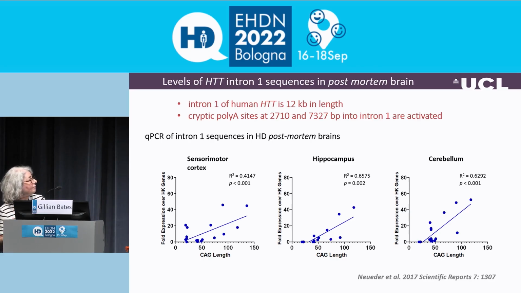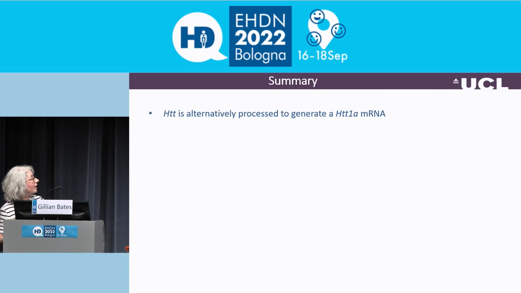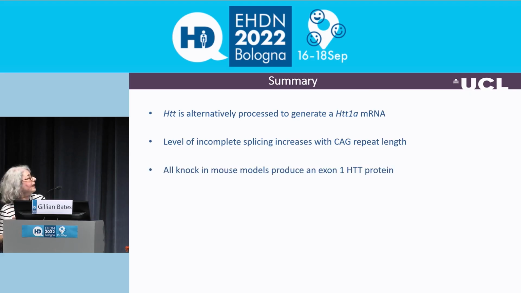And here we're looking at somatosensory cortex, hippocampus, and cerebellum, and looking at the intron read depth again, if you like, and we see that in postmortem brain, it increases with CAG repeat length. So Huntingtin is alternatively processed to produce this little messenger RNA called Huntingtin 1A. The level of incomplete splicing increases with CAG repeat length.